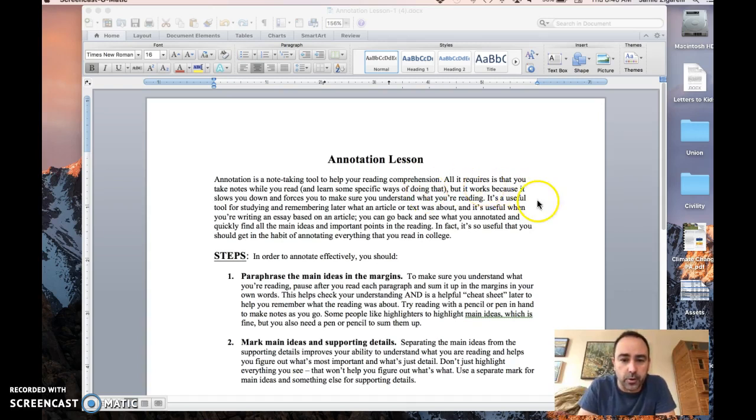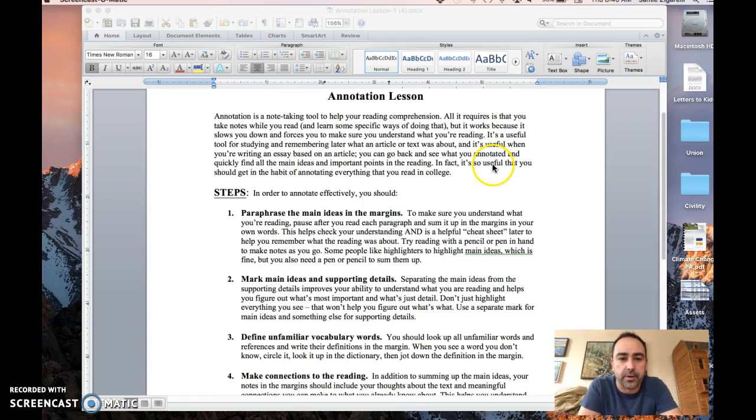This was the first one, which just kind of gives you the steps of annotating, and it tells you to paraphrase main ideas in the margins. Paraphrase means put the ideas into your own words. The reason you do that is to monitor your comprehension. If you can put it into your own words, then it's likely that you understand it. It's also more likely to stick in your brain.